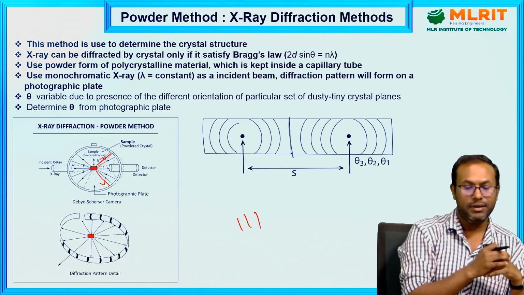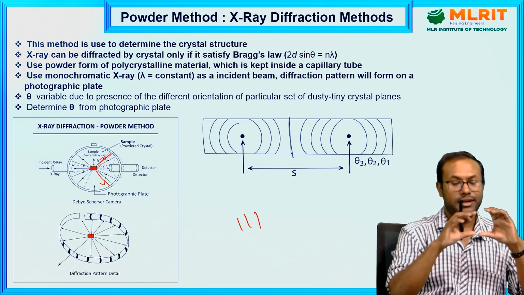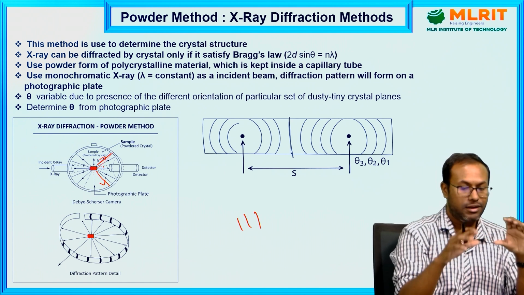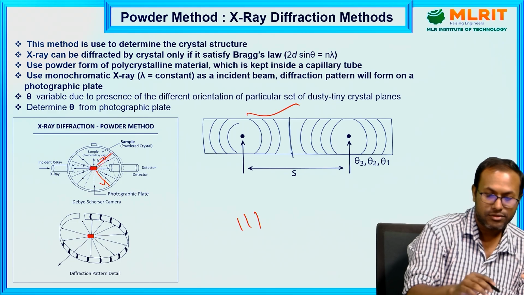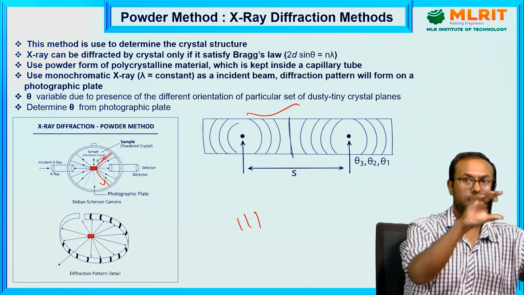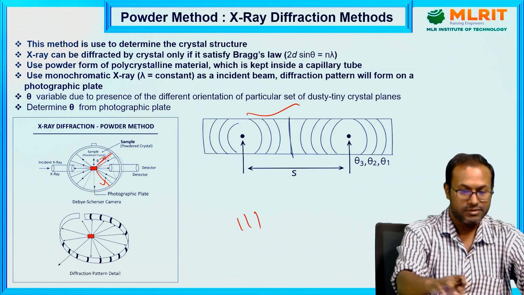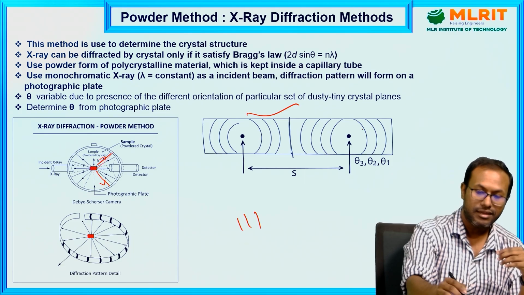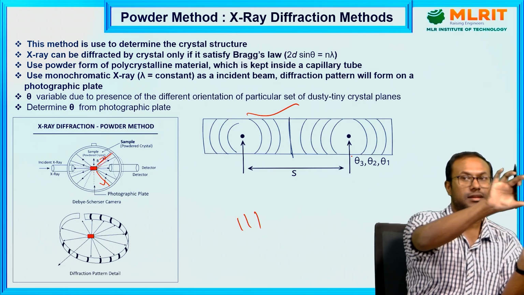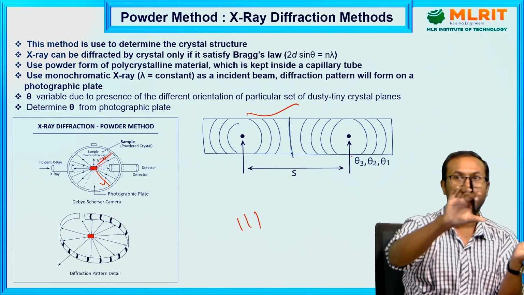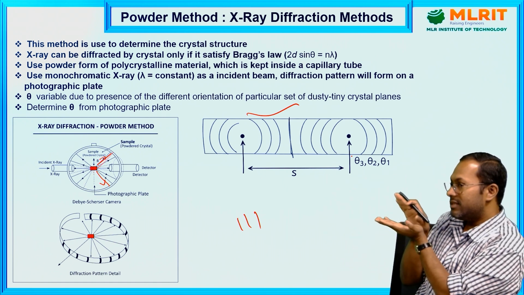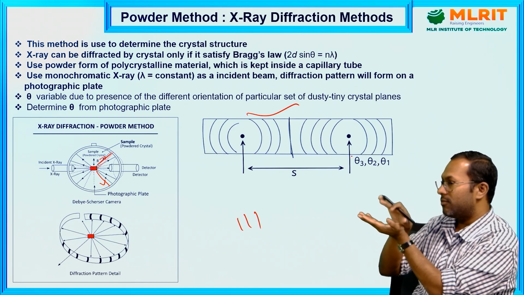Now after that, what will happen? Due to these different orientations, several different circles are formed. Now how do we take care of these things? Look into this diagram. Suppose this is the circular photographic plate, and we just make it straight. Then the diffraction pattern looks like this. Suppose there is a photographic plate, light comes and falls on it, and in the diffraction pattern there is one circle.